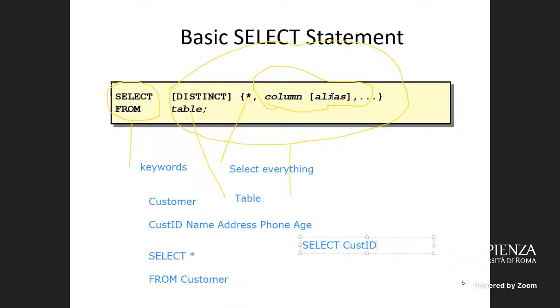Now you can choose to select the column called customer, but you don't like the name customer. You want to give it another name. Then you can use an alias. You can select this column, customer, and say you want to select it as, and then probably customer ID.